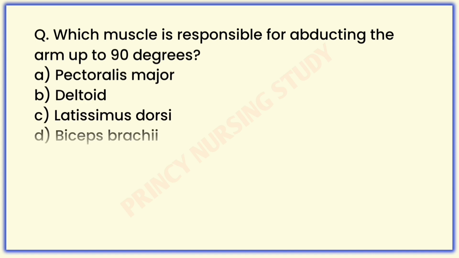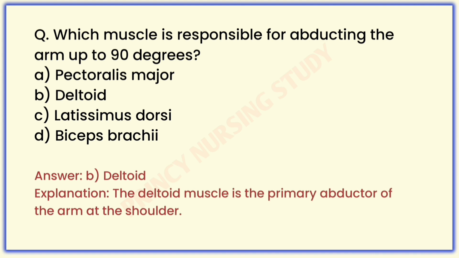Next question. Which muscle is responsible for abducting the arm up to 90 degrees? Correct answer is B. Deltoid. The deltoid muscle is the primary abductor of the arm at the shoulder.